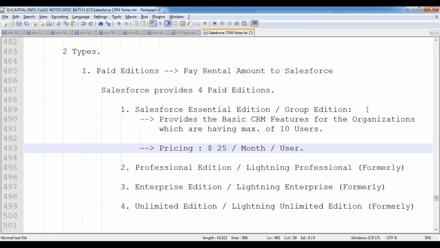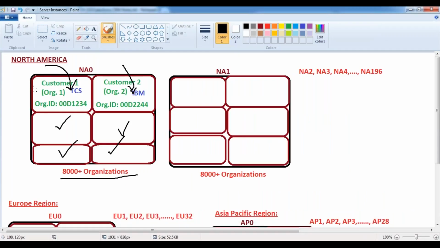In a similar way, I have a Salesforce account, that means an organization. Here we have 4 users: user 1, user 2, user 3, and user 4. Then the 4 users should have 4 licenses separately. This is how Salesforce avoids the piracy concept in the IT industry. There is no concept of piracy.